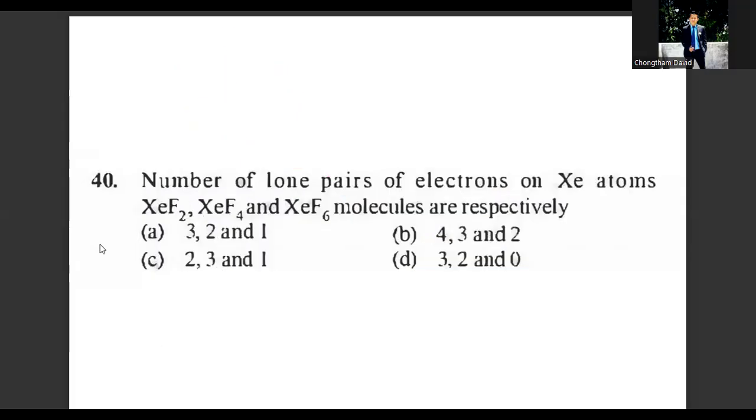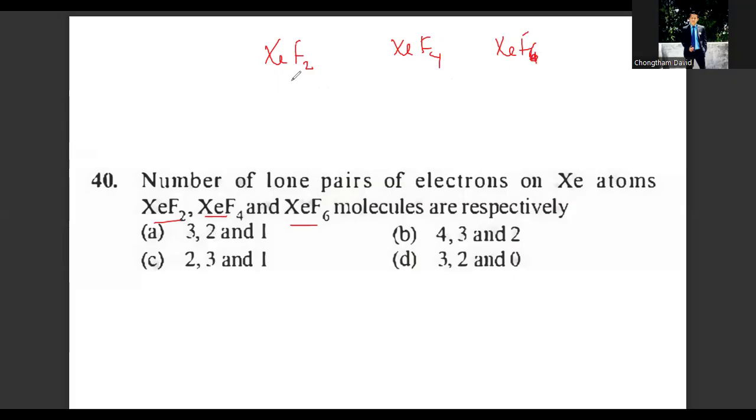Moving on to the next question, question number 40. Number of lone pairs of electrons on xenon atoms in xenon difluoride, xenon tetrafluoride, and xenon hexafluoride molecules are respectively. So there's xenon difluoride, then let us write it down, xenon tetrafluoride and hexafluoride.